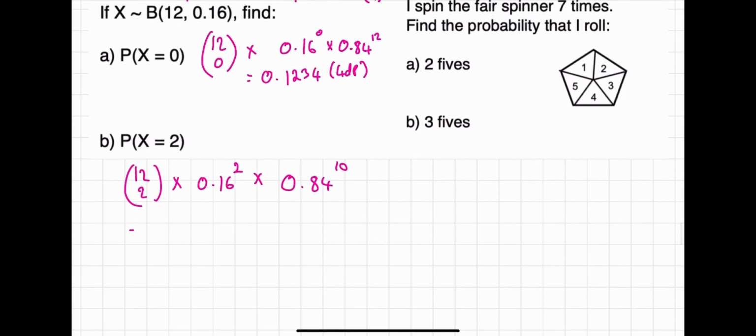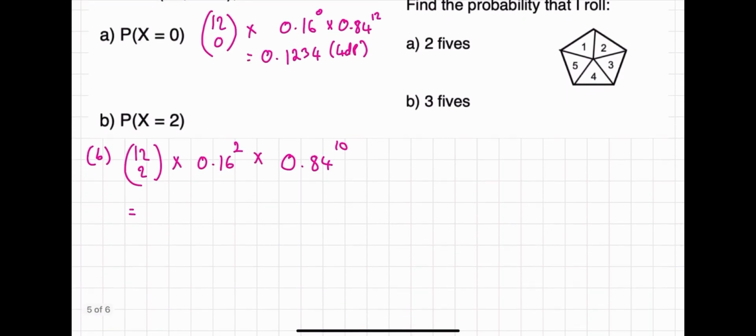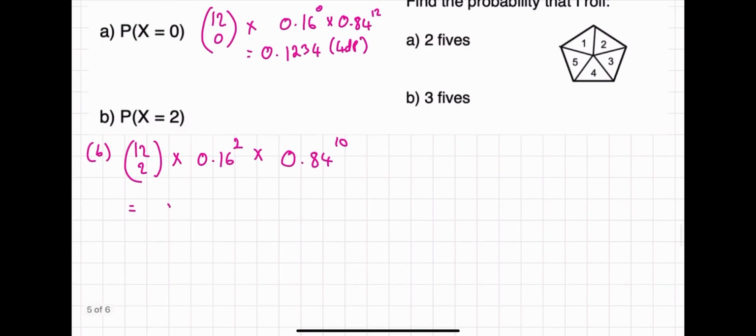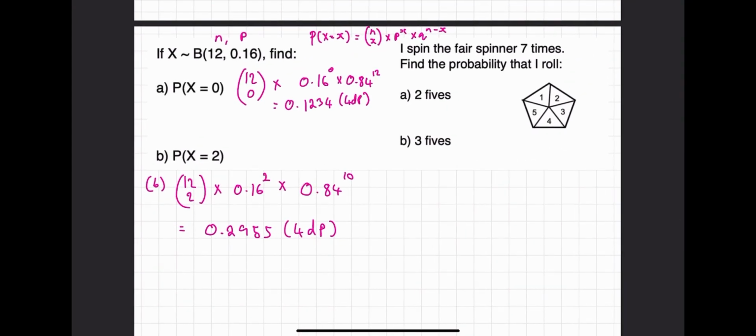Now you go to your calculator and you type all of this in. So 12 choose 2 times 0.16 to the power of 2 times 0.84 to the power of 10. And I get 0.2955 to 4 decimal places. Have a go at this question over here, and I'll go through it in a minute.